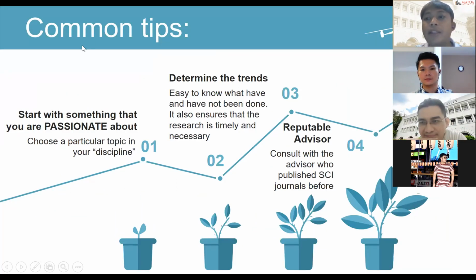Okay, so these are my common tips for everyone. Start with something that you are passionate about. Don't force yourself to do something that you don't like. Up to you. For example, if you don't like ergo, then don't force yourself to like ergo. Same thing, if you don't like data mining, don't try to force yourself with data mining.